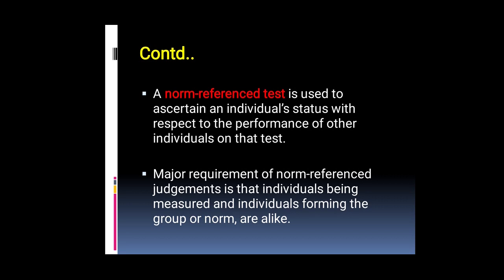Next point, the measure requirement of norm reference judgment is that individuals being measured and individuals forming the group or norm are alike. Means that all the students' scores will be compared with the students who took the same test, that is the English test. But that student who is taking the English test should not be compared with the student who took other subject tests like mathematics.